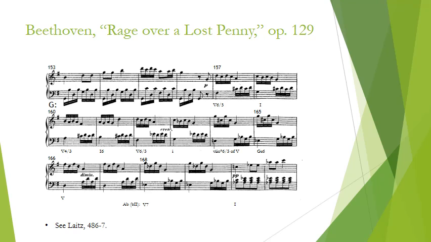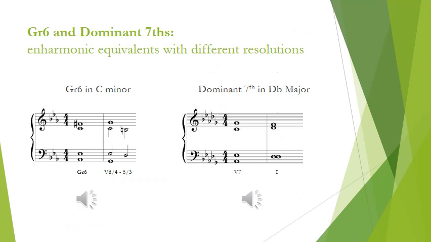What has happened is Beethoven has enharmonically reinterpreted the German augmented sixth in G major as the dominant seventh in the key of the flat 2. As you can see, the German augmented sixth chord is enharmonically identical to the dominant seventh in the key of the flat 2, varying only in the enharmonic spelling of one pitch.